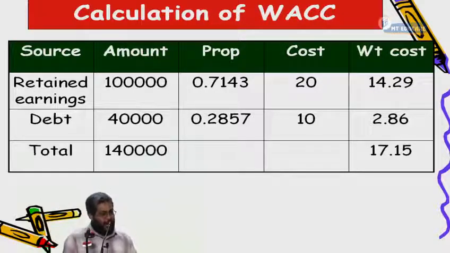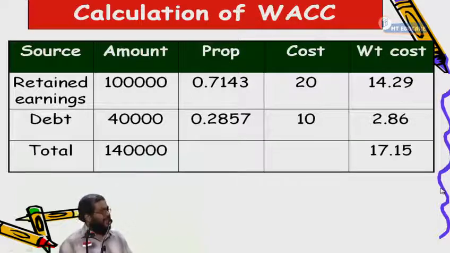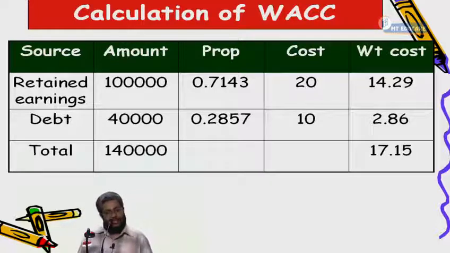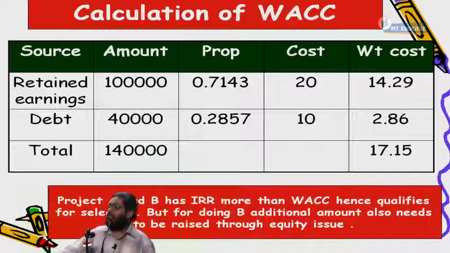There also that 0.4:1 will come, and it is raised through equity issue and borrowing. At that time I cannot say the WACC will be 17.15. It will be changing, because KE is not equal to KR. It becomes 23%. Right? Yes or no? In that case, what should be the next stage? One thing is sure. First, A and B have IRR more than WACC, hence they qualify for selection.